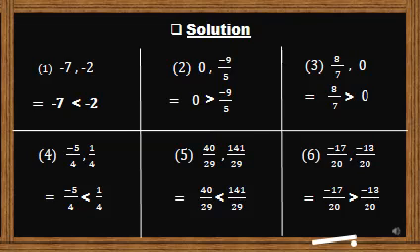Fourth one, -5/4, 1/4. We have studied our first rule, that is all positive numbers will be greater than negative numbers. Here -5/4 is negative and 1/4 is positive. So a positive number is greater than a negative number, means 1/4 is greater than -5/4.